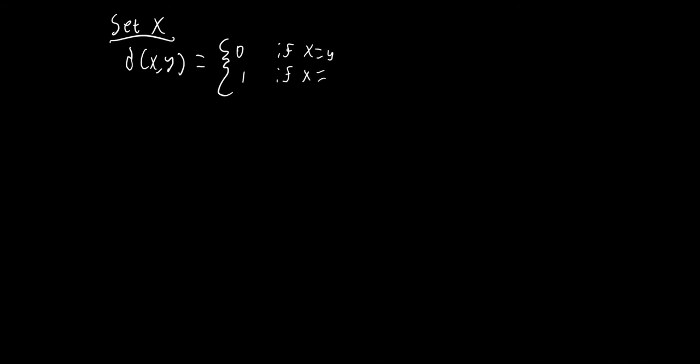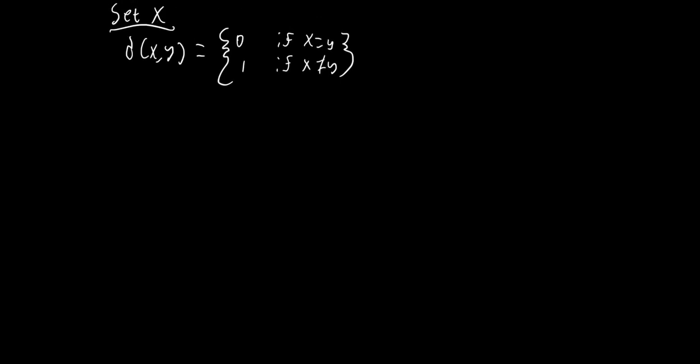Why does the discrete metric generate the discrete topology? Well, let's say we're working with the set X. Okay, what's the discrete metric on X? The discrete metric is d(x, y) equals 0 if x equals y, and 1 if x does not equal y. All right, and x and y are points in X.